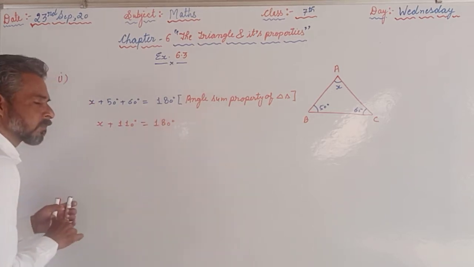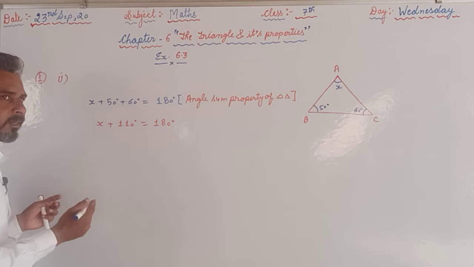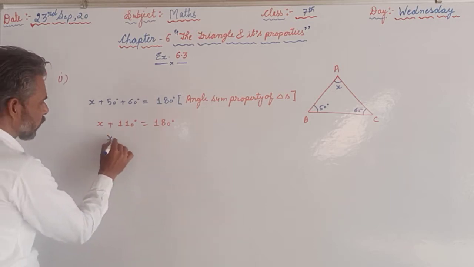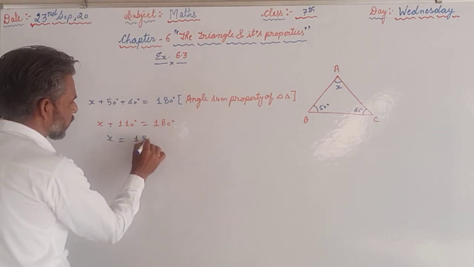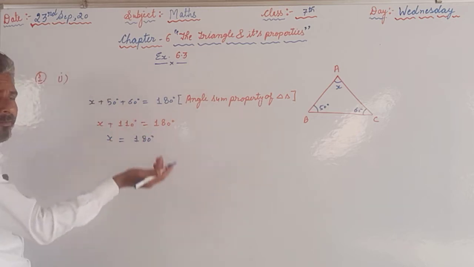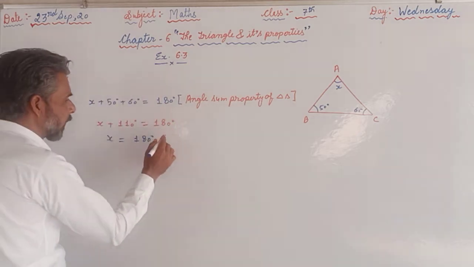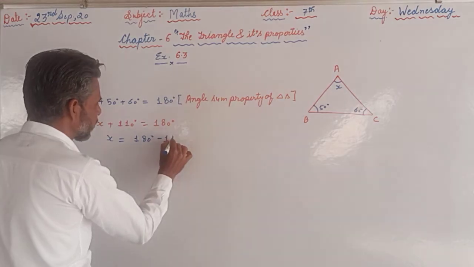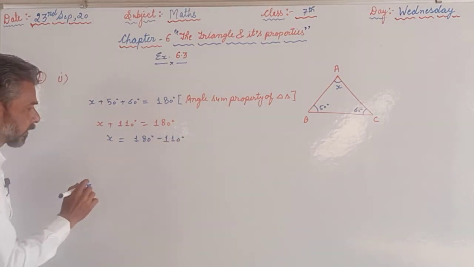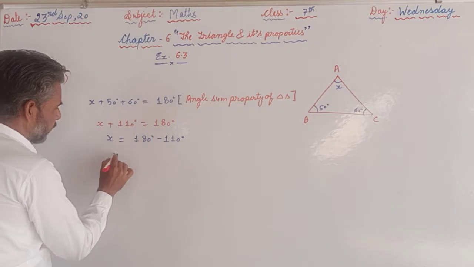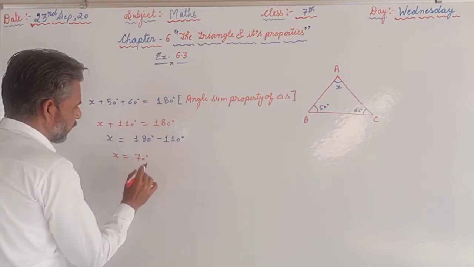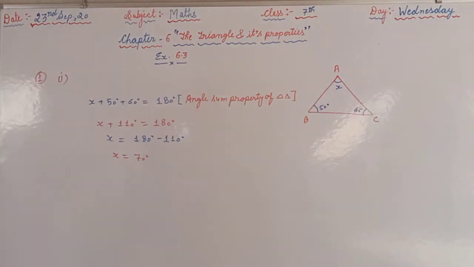So here again we can write x plus 50 plus 60, that is 110 degrees, is equal to 180 degree. Now this is a simple equation. We are supposed to find the value of the variable, that is x. To find the value of x, we will transfer the constant term to the right hand side. 110 will become minus when we transfer it, and 180 degree minus 110 degree, so x will be 70 degrees. Like this we are supposed to proceed in each and every question of question number 1. We will take 1 or 2 more questions.